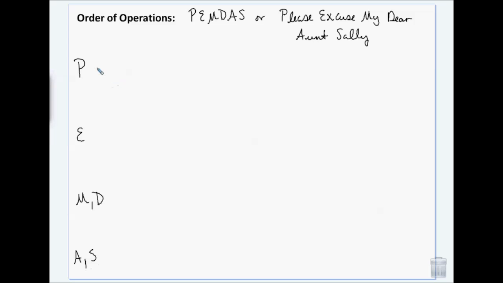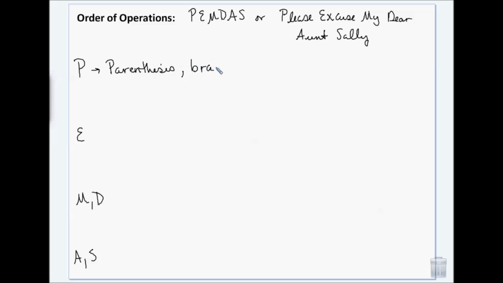Okay. Now, I also think of it as a royal court. The P is the king. He has the most power. And it's not just parentheses, although that's how you learn it.